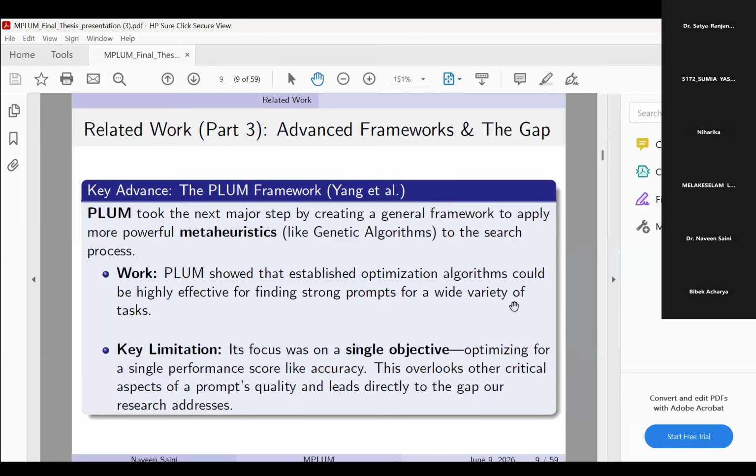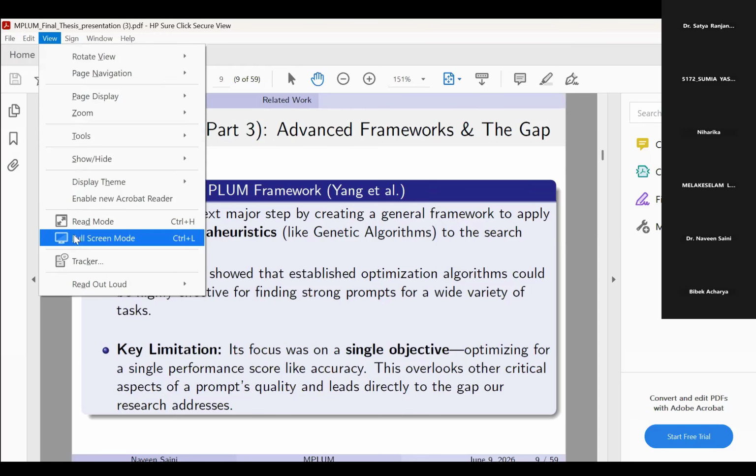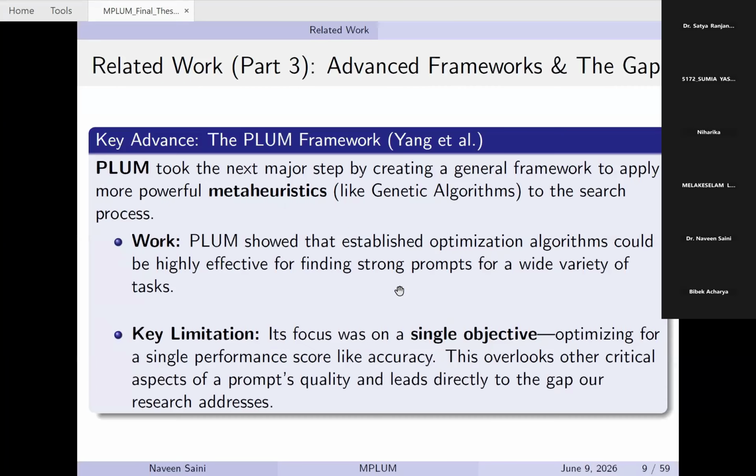So here, the PLUM framework is based on the metaheuristic technique. Metaheuristic techniques are random-based search algorithms. An example is the genetic algorithm, which is inspired by biological phenomena among human beings. For example, parents are there, their children are there, then their children are there. Based on that phenomenon, we have the genetic algorithm, and there are many other algorithms, like differential evolution and particle swarm optimization. They are search algorithms.